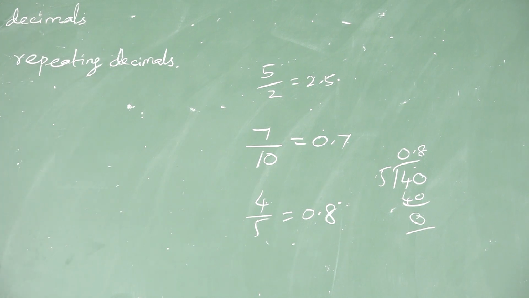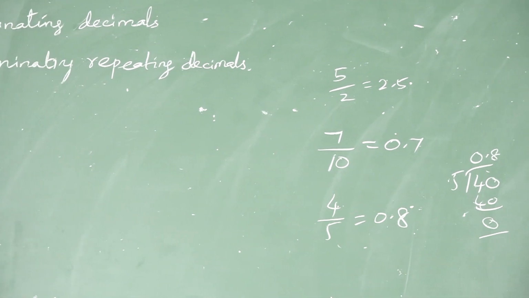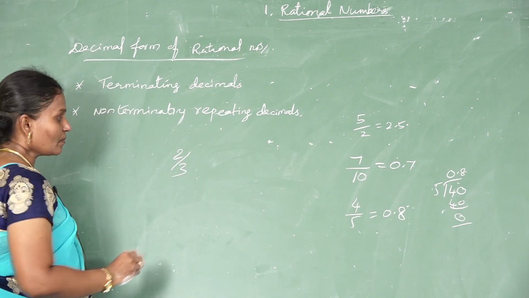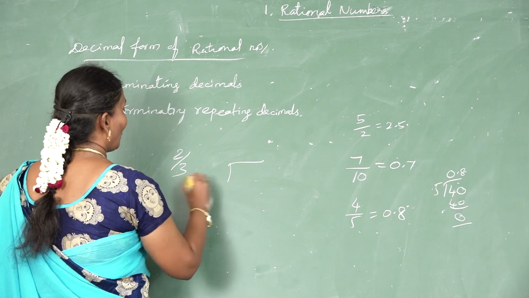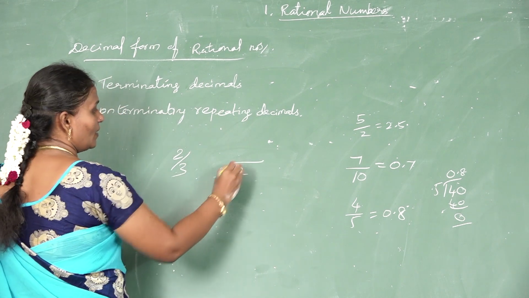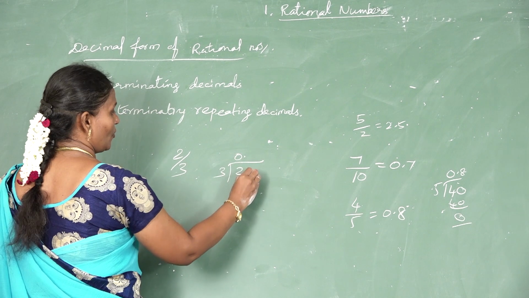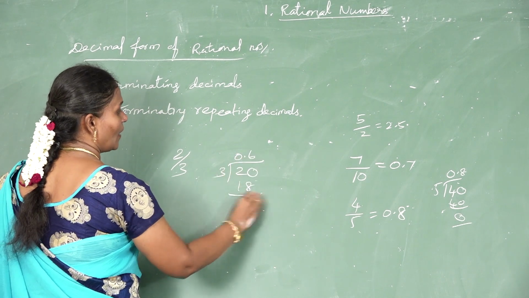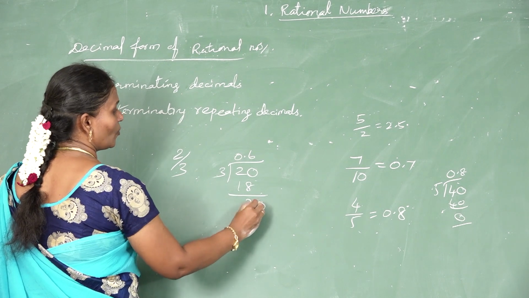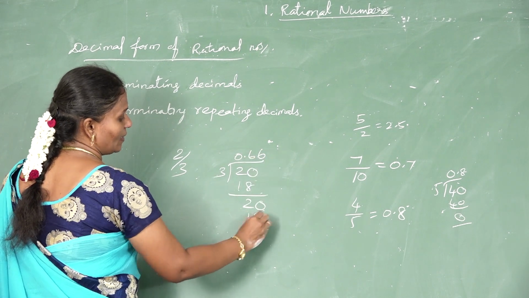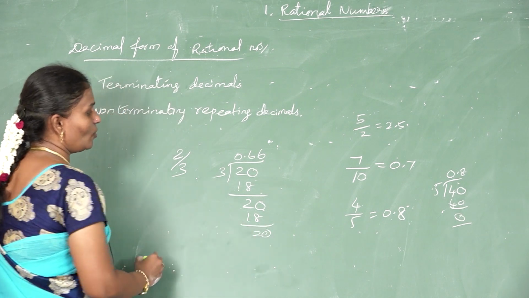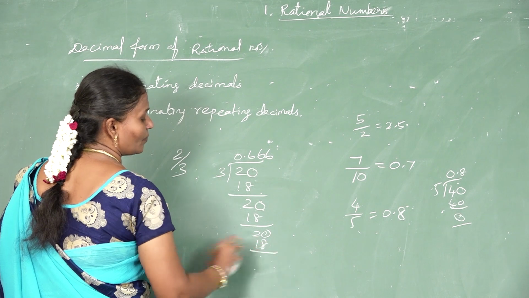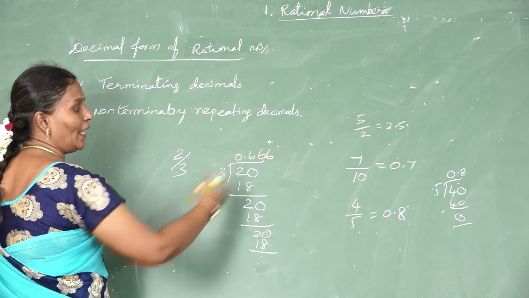Okay. Now see a number 2 by 3. How do you divide 2 by 3? This is not possible, so 0 point, and 0. 6 3s are 18. Again 2 and 0. 6 3s are 18. Again 2 and 0. Again 6 3s are 18. This continues. There is no end.